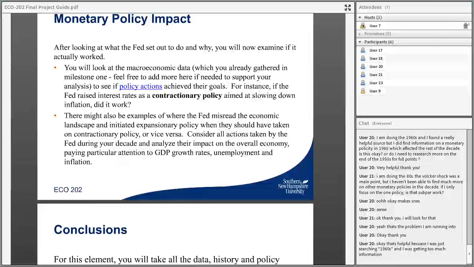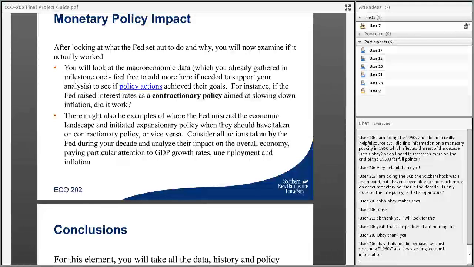Yeah, because with the 1960s, I often have students saying, well, there were no monetary policies in the 60s, and they leave it at that, and then you're not getting a grade, because there are always changes in interest rates, even if they're minimal, or even if they're not discussed a lot, but they do exist.